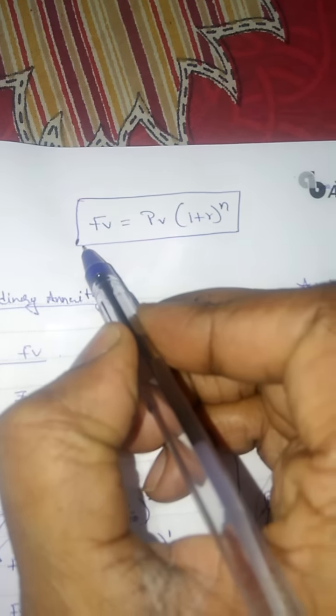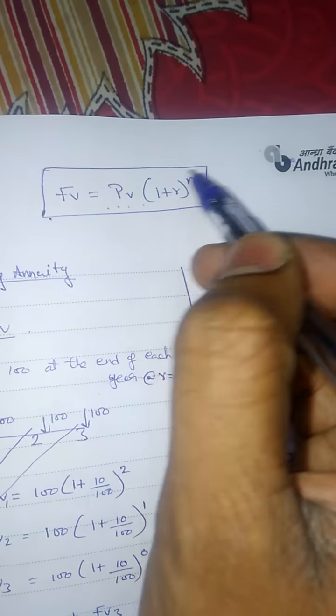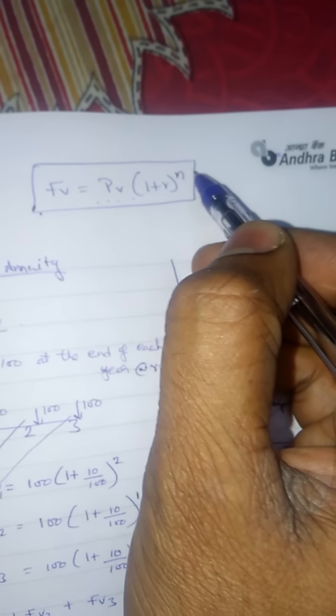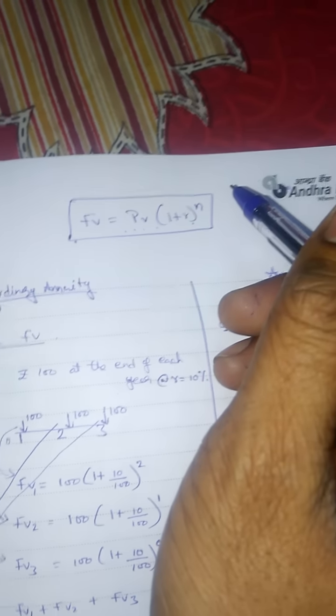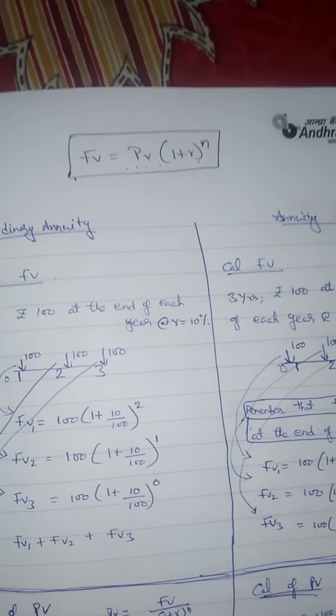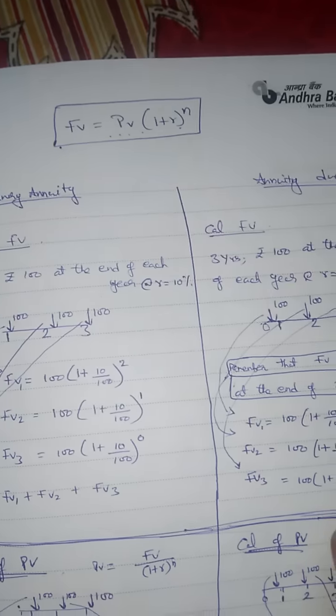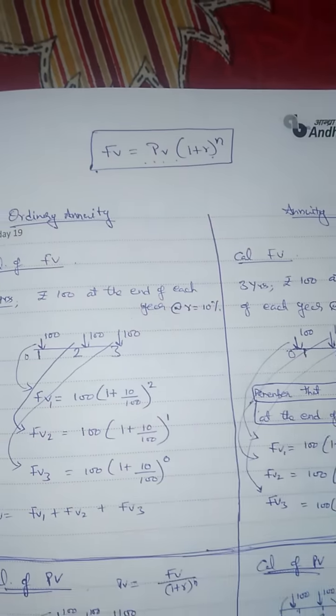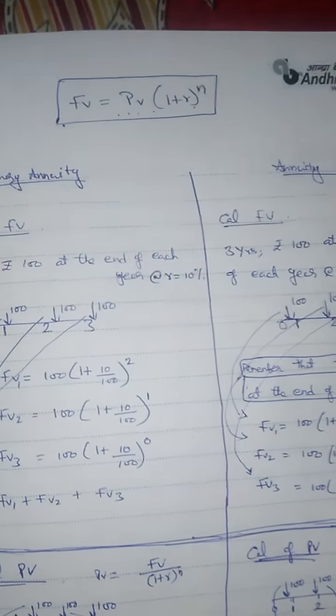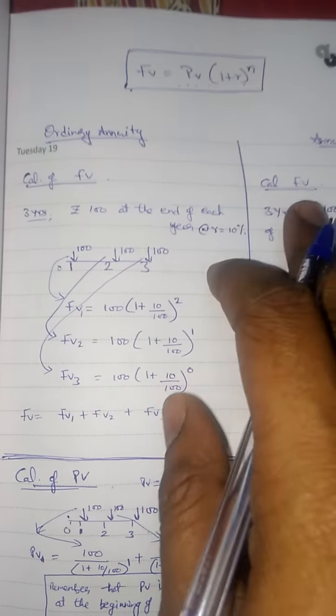So how to calculate them? The basic formula is future value is equal to present value into (1 plus r) whole power n. N is the time period, the number of years, and r is the rate of compounding or rate of discounting. Clear? The percentage rate of interest at which the value of money is varied will be given in the problem itself. So always remember this formula: future value is equal to present value into (1 plus r) whole power n.